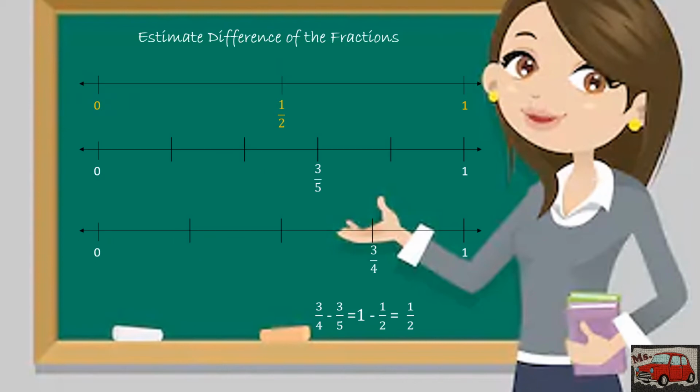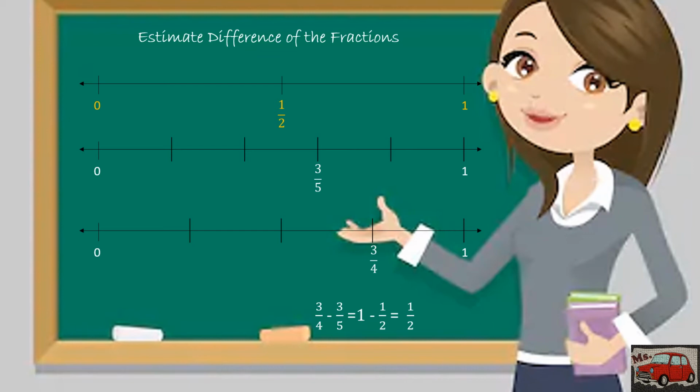Now, let's get the estimate difference of the fractions. So, we have here 3/4 minus 3/5. Okay? So, the estimate of 3/4 is 1. Since nasa gitna siya ng 1/2 tsaka 1, so round up na yan. And then, the estimate of 3/5 is 1/2 dahil mas malapit siya sa 1/2. So, we have now 1 minus 1/2. And that is equivalent to 1/2.